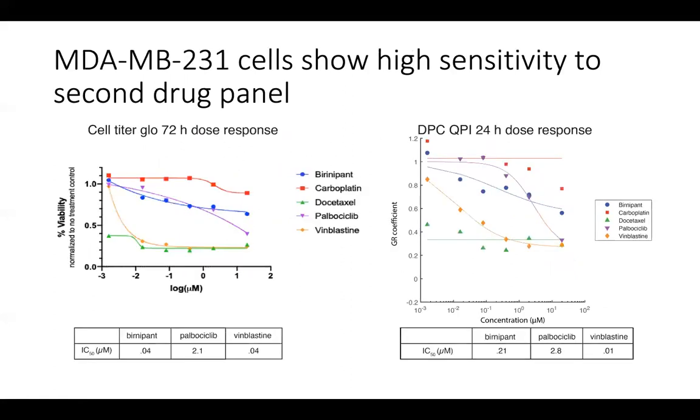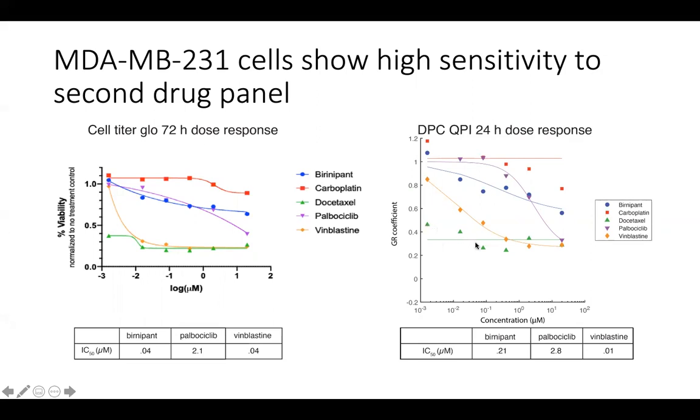And so then we did the MDA-MB-231 cells again with a second drug panel. And here we can see that they're more sensitive to some of these drugs, like the burnapant and the carboplatin, and especially to this vinblastine. And we can see a very similar response in the QPI experiments as well. One thing that I would like to point out is this weird effect from docetaxel that we can see in the CellTiter-Glo experiments, where the cells seem to be pretty dramatically affected even at the lowest concentrations, and we're measuring that with the QPI experiments as well.